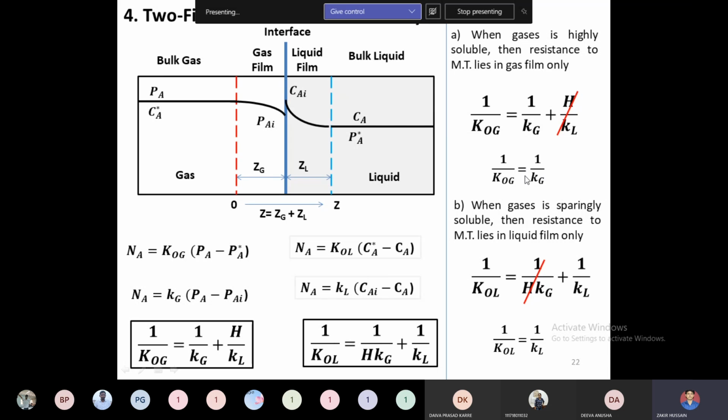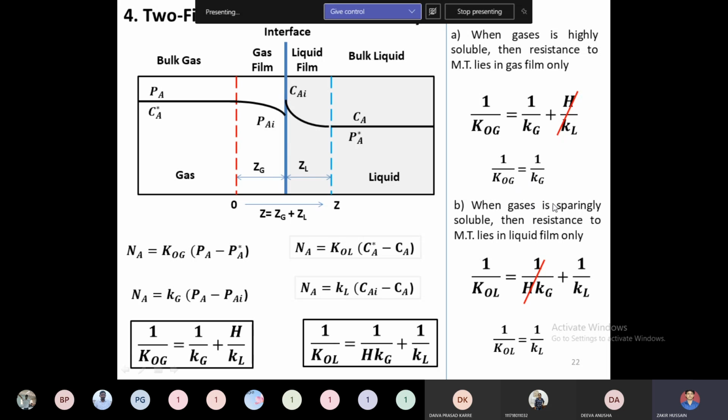So we just equate them, then we obtain KOG is equal to kg. The overall gas phase mass transfer coefficient is equal to the individual gas phase mass transfer coefficient. This is for the case of highly soluble gases. For example, take NH3 plus air, in which NH3 is diffusing into water. NH3 is highly soluble in water, so for highly soluble gases like NH3 in water, we can directly use this equation. Instead of the complex equation, only one individual mass transfer coefficient is enough to calculate the overall flux.